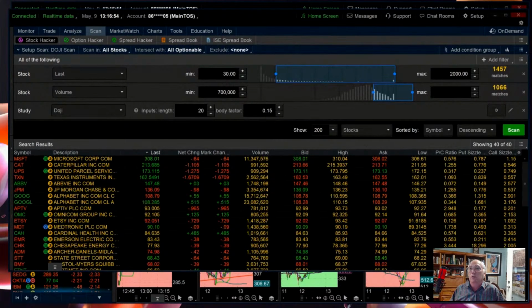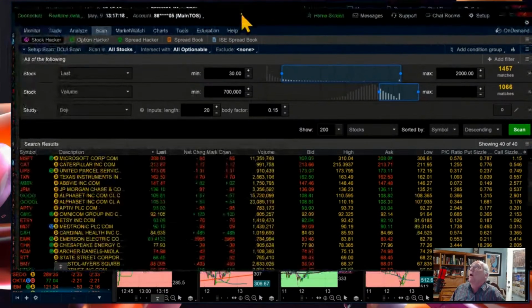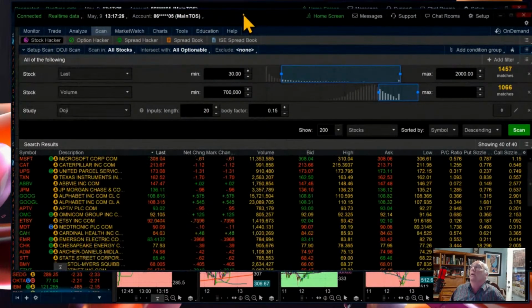So here's a simple doji scan. Let me put it in here. Like I said, when the MACD is over zero and the stock is under its ATR trailing stop, then it's overbought in a downtrend. If it's oversold, it means it's oversold in an uptrend if it's over the ATR trailing stop.